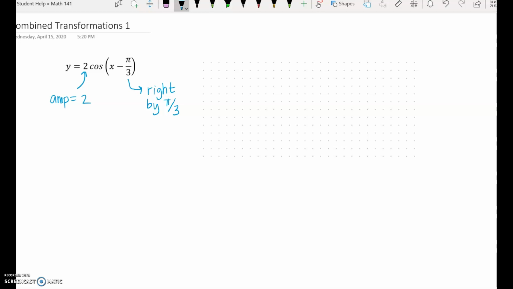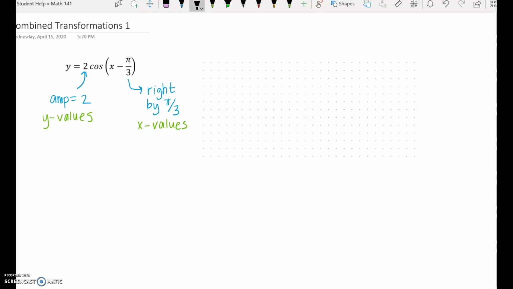Another thing to take note of is that anything that acts on the outside of the parentheses is going to have an effect of moving up, down. So the amplitude is going to affect the y values. And then anything that's inside the parentheses is going to move us left, right, which are the x values. And so this phase shift is going to be affecting the x values. So that'll make a difference when we're making our chart of what the values are that we want to consider.